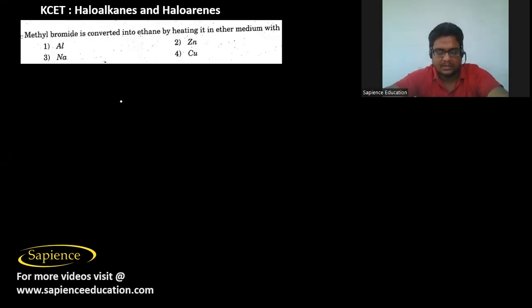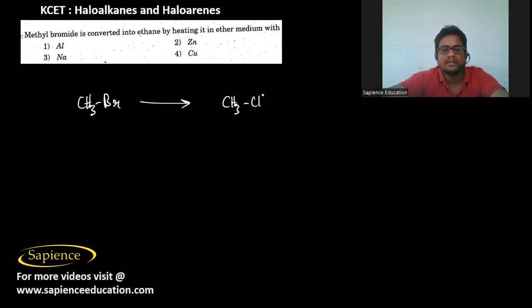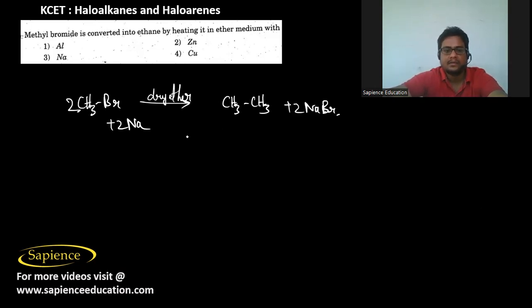Then here it is told that methyl bromide, CH3Br, is converted into ethane, CH3CH3, by heating it in ether medium with sodium. Here we can use sodium in the presence of dry ether. Then it will form CH3CH3 and 2NaBr, which is also called the Wurtz reaction.